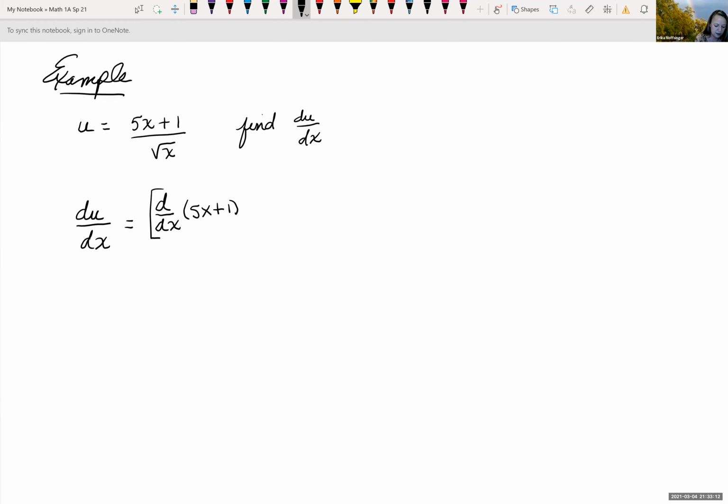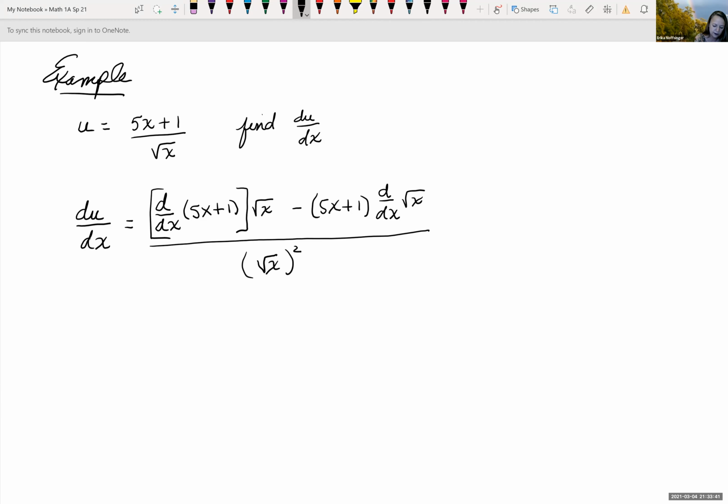all times our denominator, which is square root of x, minus our numerator. So in that case, that's 5x plus 1, all times the derivative. So I'm going to say d dx, I haven't taken it yet, of square root of x. And it says put this whole thing all over the denominator squared. So square root of x quantity squared.